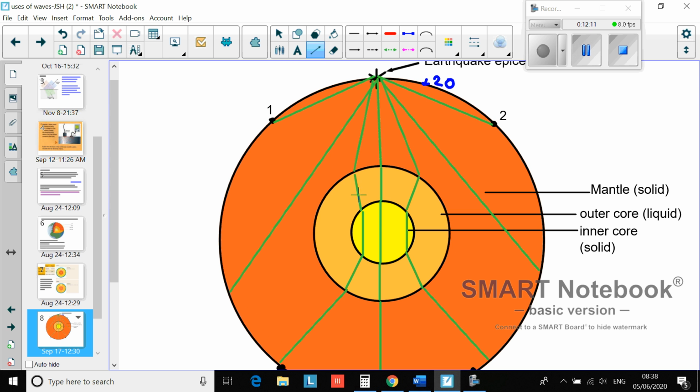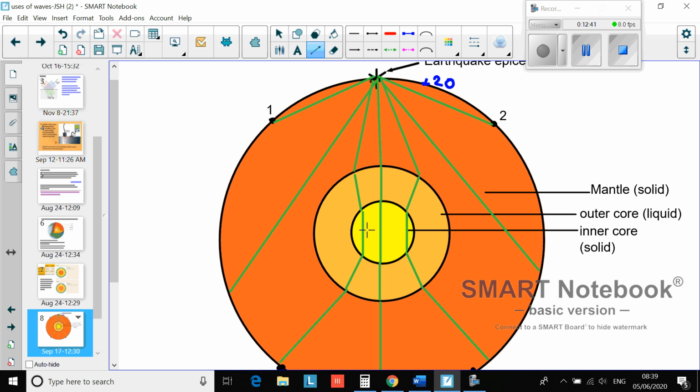So what you get as you go through the core is this refraction of waves. And sophisticated computer models allowed us to work out that P waves were refracting as they went from a solid mantle into a liquid, which is a different density, and back to a solid. Now, it worked out this was refracting again at a certain level. That means the inner core must be solid.